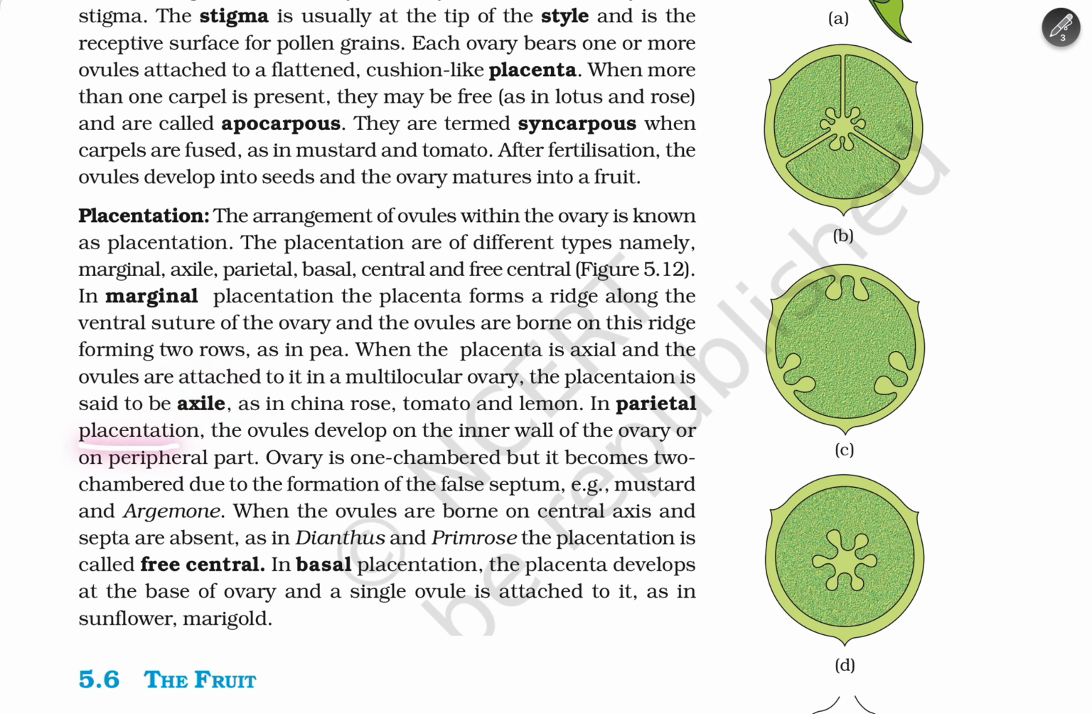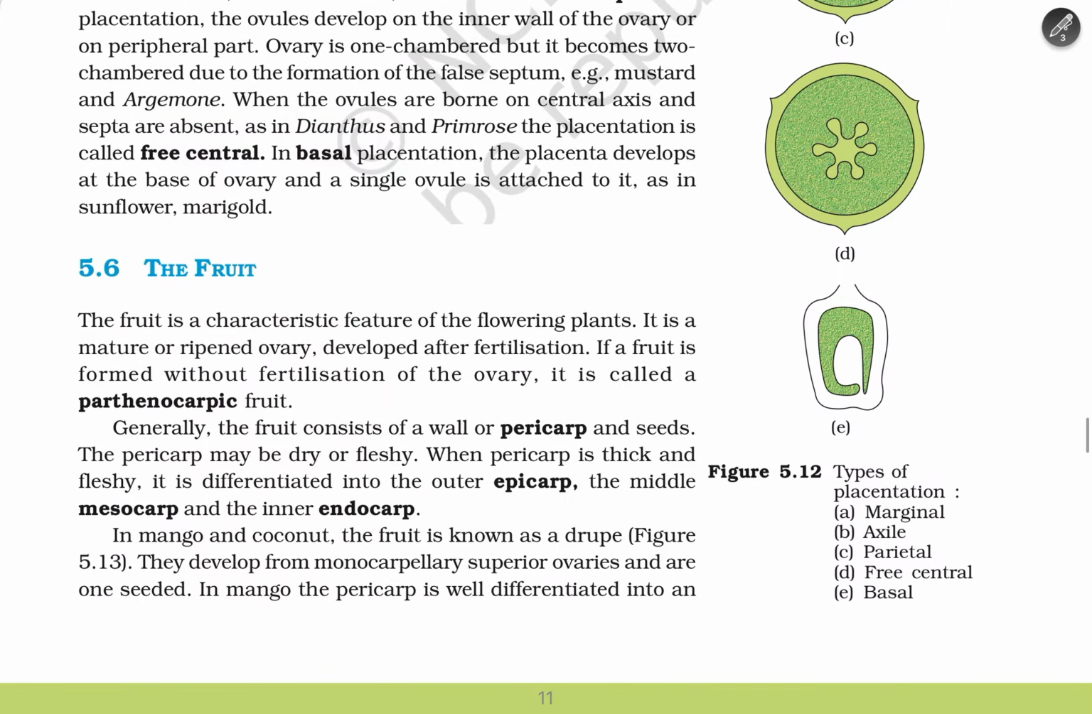In parietal placentation, the ovules develop on the inner wall of the ovary or on peripheral parts. The ovary is one-chambered, but it becomes two-chambered due to the formation of a false septum, as in mustard and argemone. When the ovules are borne on the central axis and septa are absent, as in dianthus and primrose, the placenta is free central. In basal placentation, the placenta develops at the base of the ovary and a single ovule is attached to it, as in sunflower and marigold.